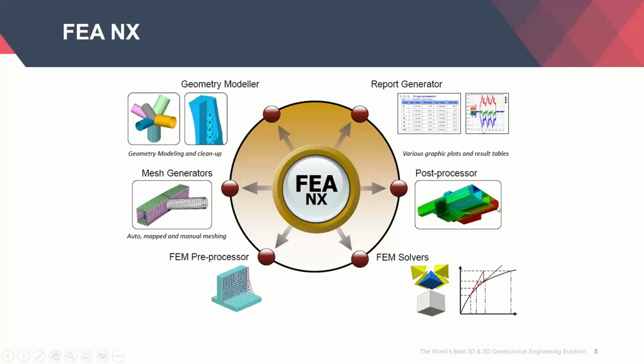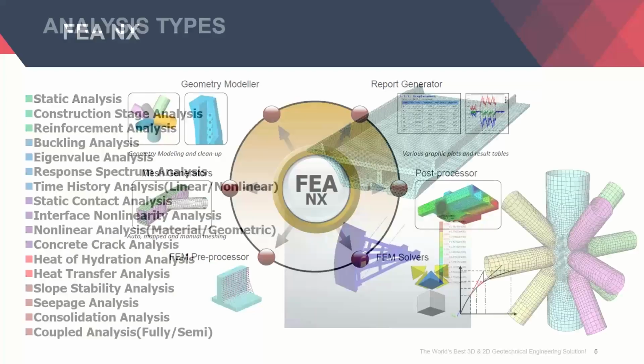For post processing, as you can see, we have the graphical output plot. That will show you what kind of results are happening in which part of the model. Finally, in the report generator, you can see the displacement results, the vector graphic plots, the result tables or charts or things like that. So FENX to successfully deliver these results has to support a multitude of analysis types.